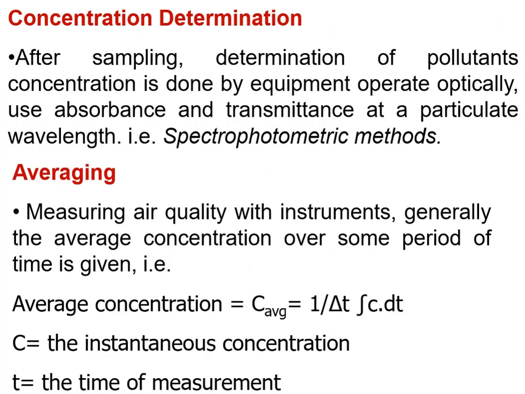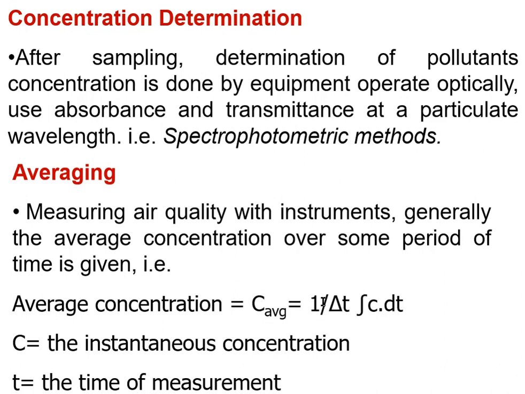Concentration of the air pollutant can be determined in two ways. One is instantaneous. For example, you just go to any place where you feel that there is some problem, take the sample and find out the concentration of the pollutant. Or you can put an instrument like here in the Jubail, and it will continuously measure the concentration with time, and at the end of the day it will calculate the average concentration by this formula, right?